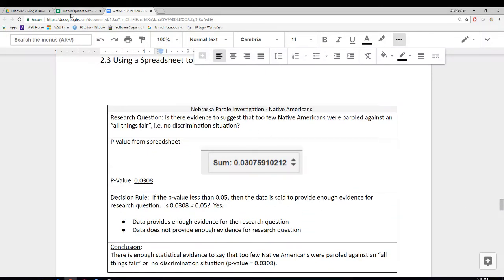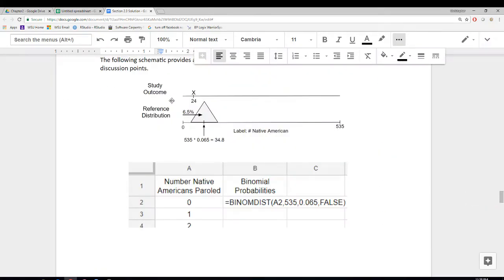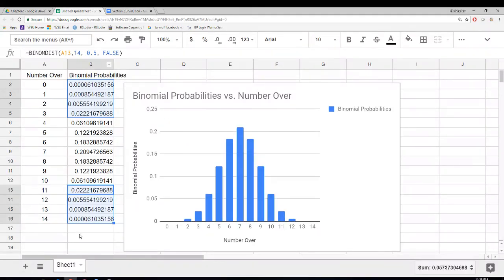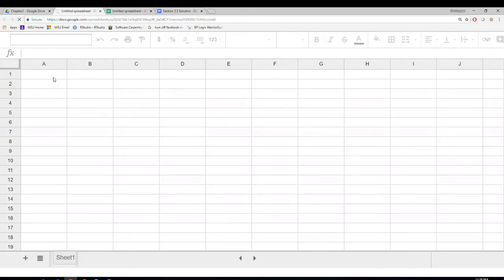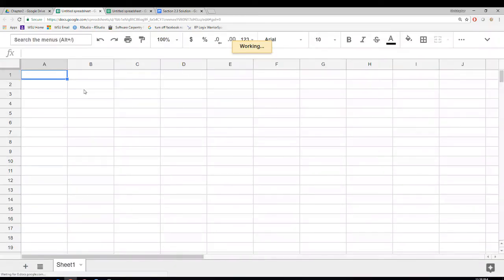Maybe I'll real quickly go over to my Google spreadsheet and just create this for you. Maybe show you a second example so that we're comfortable with computing these things. I'm going to go ahead and just create another one here real quickly. Okay, so as I just said, column A is going to be the number of Native Americans, and that needs to go from 0 up to 535. So let's go ahead and get that list started.